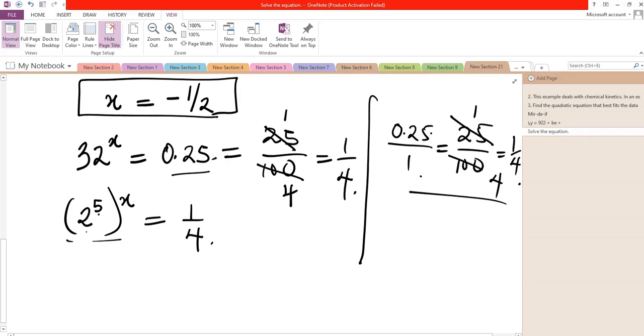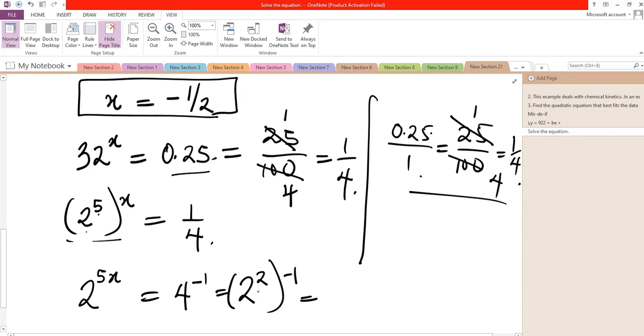Now this 2 raised to power 5, all in brackets raised to power x, will be expressed as 2 raised to power 5x, which is equal to this 1 all over 4, expressed as 4 raised to power minus 1, and 4 is already 2 raised to power 2. Now with this minus 1, 2 raised to power 2, all raised to power minus 1, so 2 times minus 1, we have 2 raised to power minus 2.